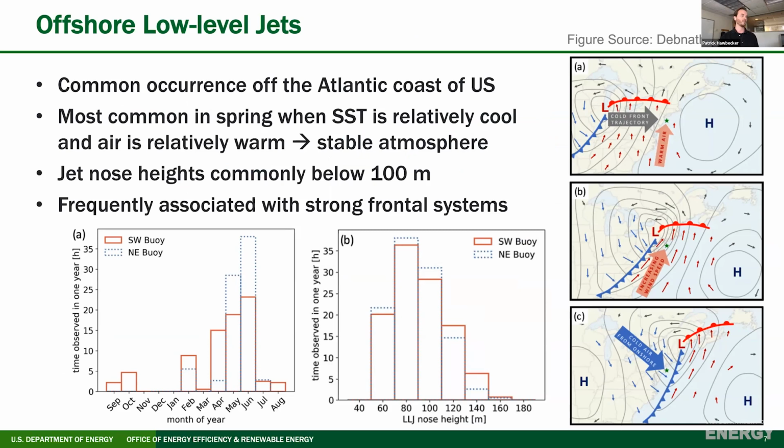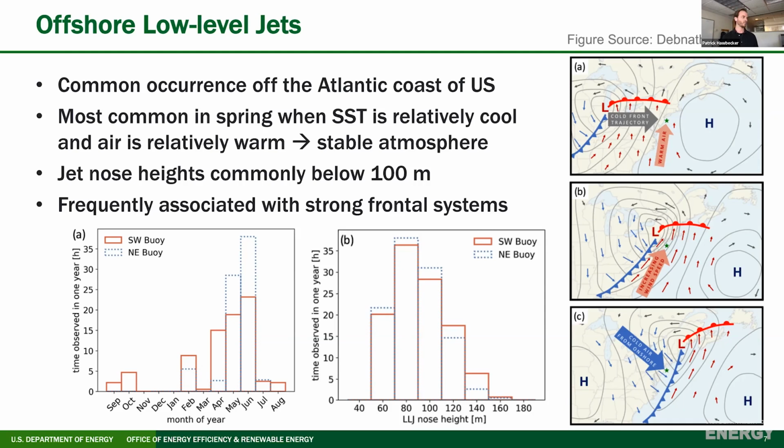So in just focusing on this mid-Atlantic region, it's a pretty common occurrence, especially in spring when you have relatively cool sea surface temperatures and air that's being advected from land over sea that's relatively warm, creating a stable atmosphere. So this bottom left panel shows months of the year. This is from observations. This is not a numerical study. Observed high shear or low-level jet events. And this is from summer 2019 to summer 2020.